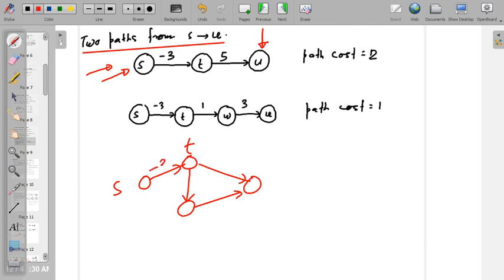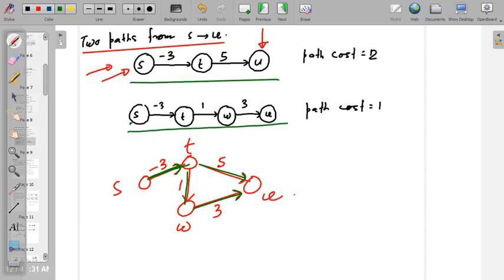So this is -3, this is 5, and this is -3, this is 1, and this is 3. So this is W, this is U. This could be the structure. Two paths I am having. So one is this, and another is like this. So these two paths I have dissociated and written like this.